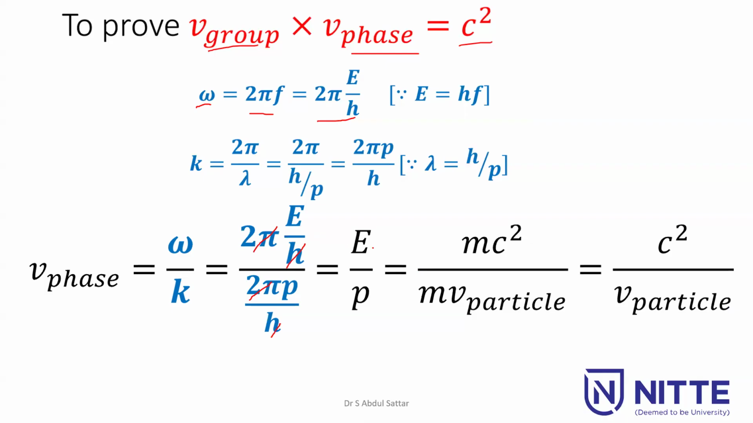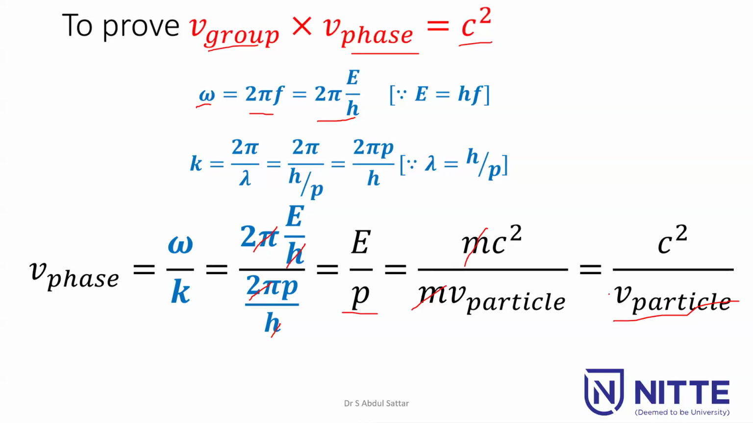Therefore, V phase equals E by P. According to Einstein's mass-energy relation, E equals mc squared. And from the definition of momentum, P equals mass into velocity of the particle. So now m will cancel, leaving c squared by v particle. We already proved v particle equals v group.